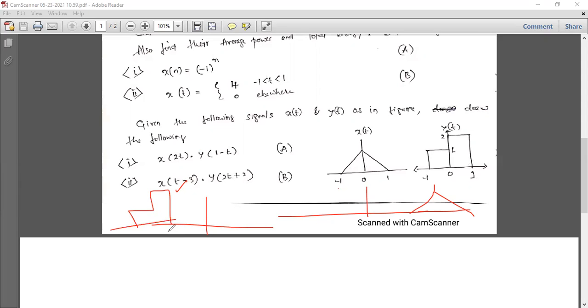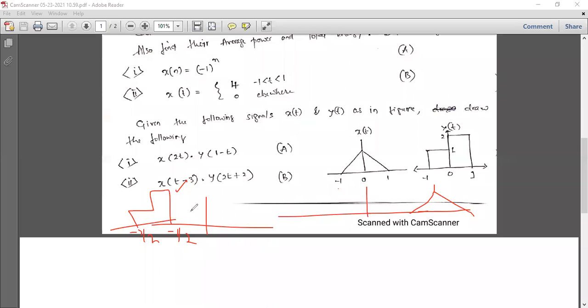So it will come from minus 3 to minus 1. Minus 1. Okay, then you do this 2t. So when you do this 2t, minus 2 minus 3 will become minus 1.5. Okay, and what about this one, by the way? 2 will become minus 1. Minus 1 will become minus 0.5. Okay, both things will be divided by 2.